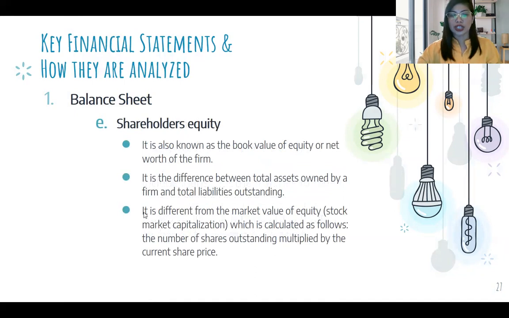We have also the shareholders' equity. It is known as the book value of equity or worth of the firm. It is the difference between the total assets owned by the firm and the total liabilities outstanding. It is different from the market value of equity, which is calculated as the number of shares outstanding multiplied by the current share price.